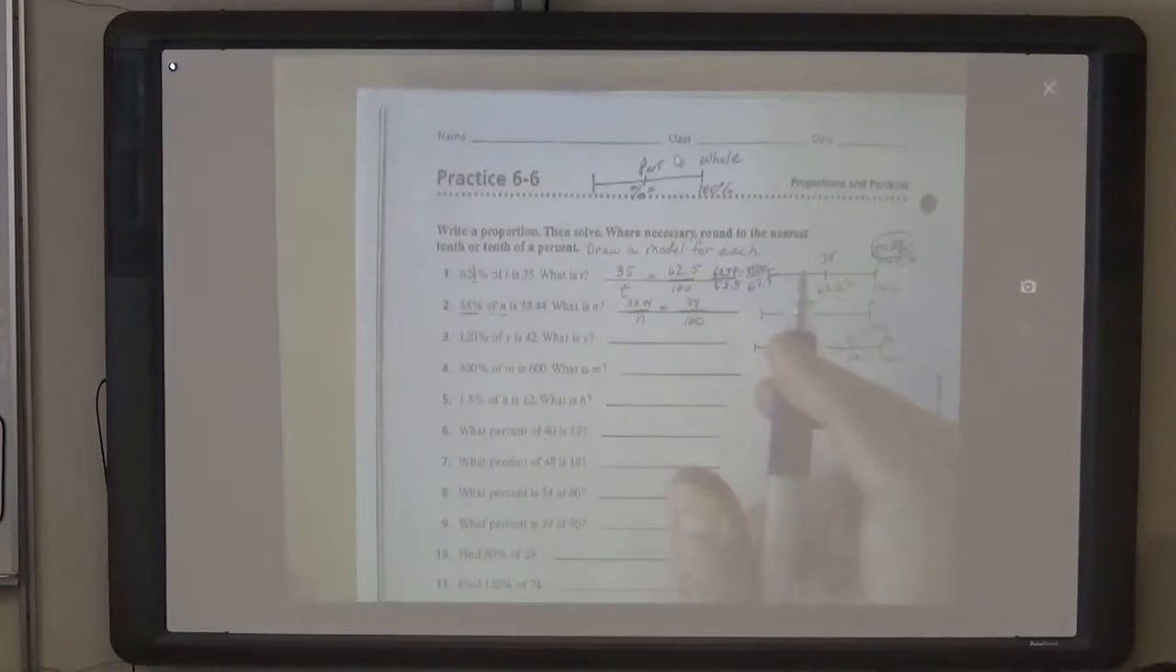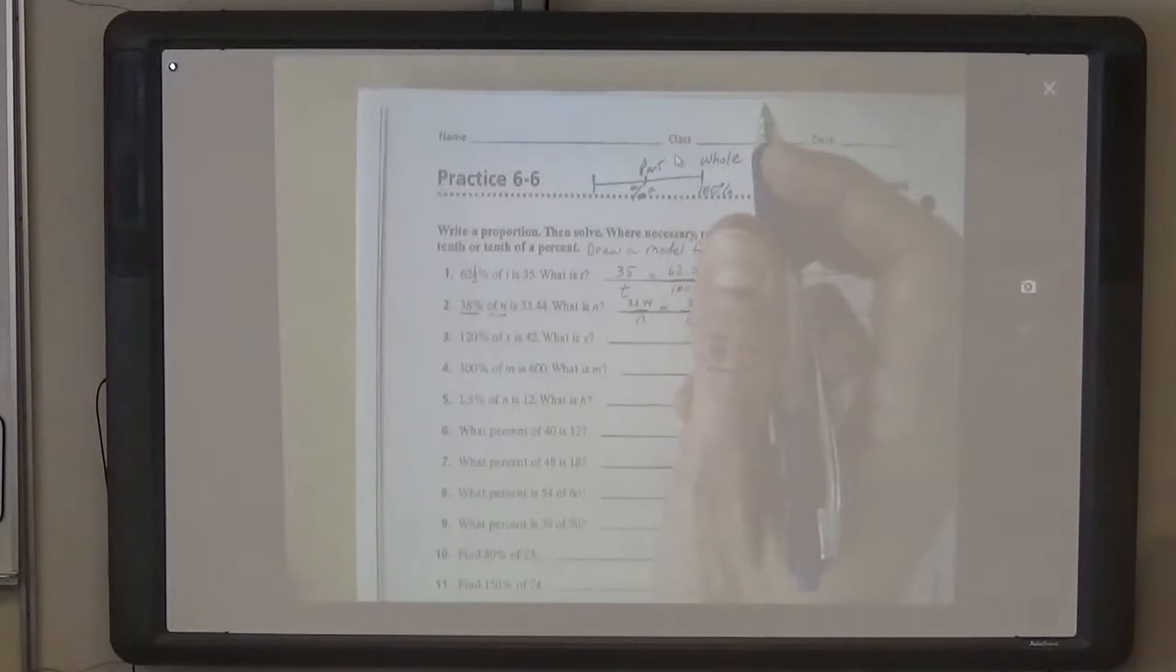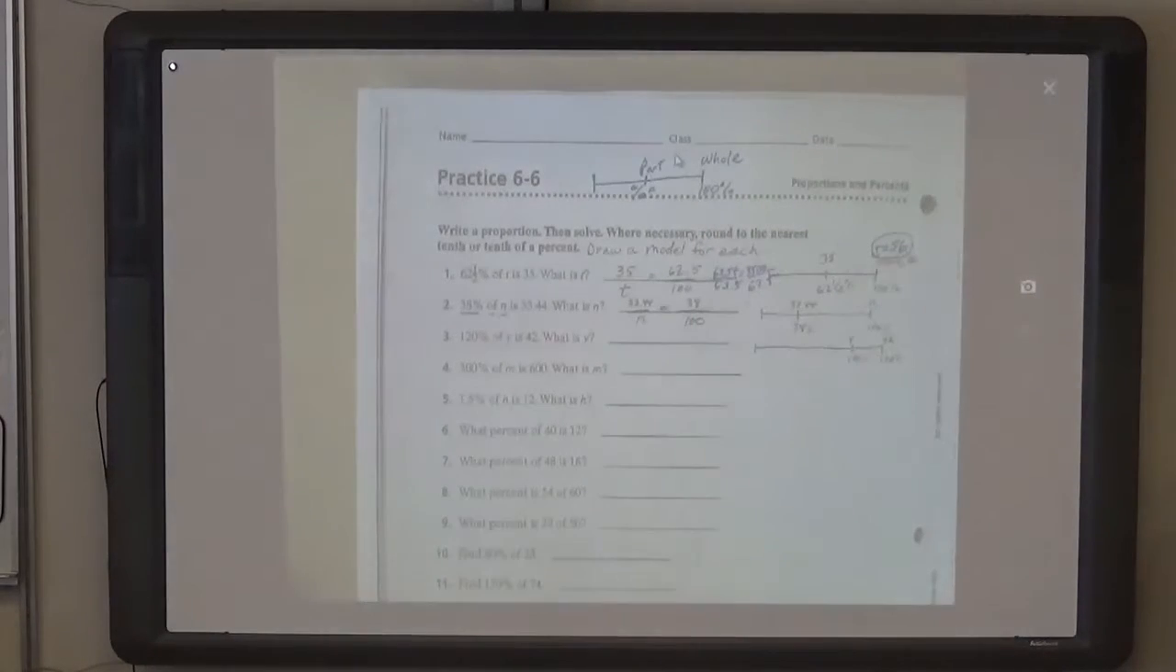So you can do it without the model. Yes, you can, as long as you understand how to find the part and how to find the whole and what those percent numbers mean. Very good. So can I use it without the model? Yes, you can. But you have to write the proportion.